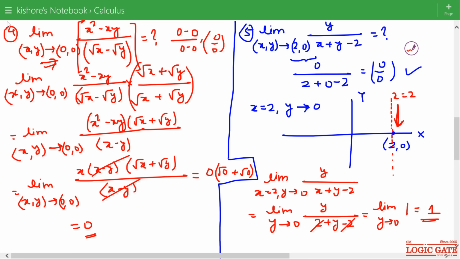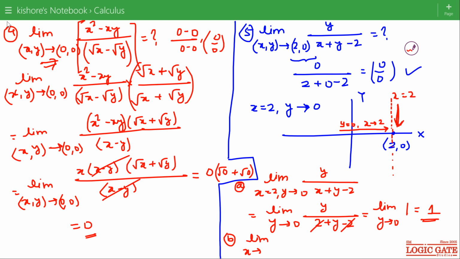Now what we will do, we will approach the point 2, 0 by keeping y 0 and x tending towards 2. Through the x-axis we will approach the point. So now this is the first case. For the second case, limit x tending towards 2 and y is 0, y upon x plus y minus 2. We can substitute the value of y, and if I substitute the value of y, then this becomes 0.